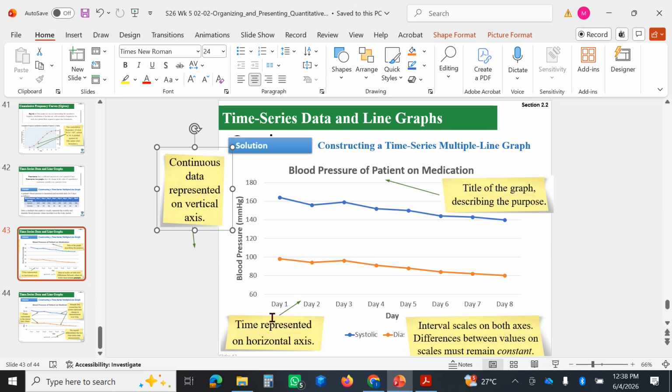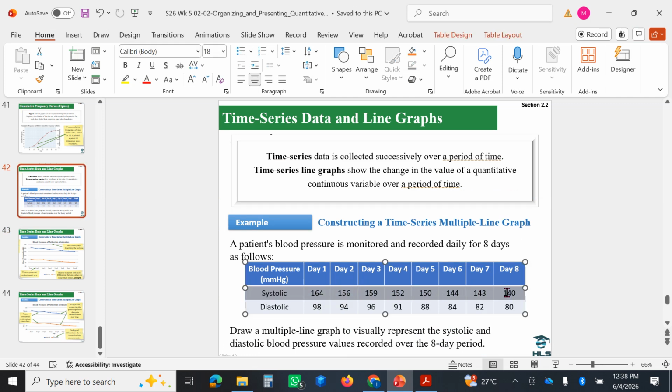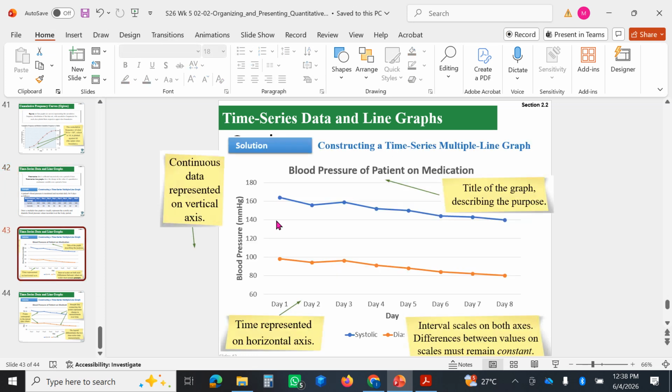On the bottom we have our days, right? This was over 8 days, so you should have 8 days. And look, you have a dot for each one. Now, what's going on here? Systolic is blue, diastolic is orange, right? So you're going to take this data and separate it from this data. Color code it, okay? And just plot those points there.